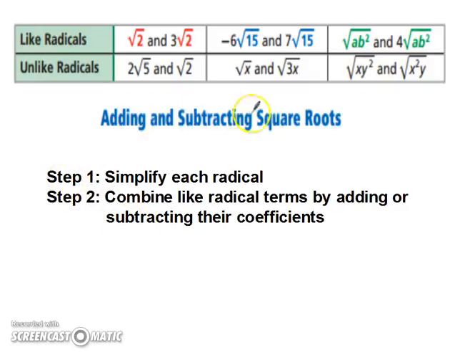They're different, so they're unlike radicals. So when adding and subtracting square roots, simplify each radical. Step 1. So we got to simplify each radical first. Step 2. Combine like radical terms by adding or subtracting their coefficients. So just like when you were combining like terms back in Algebra 1, when you're combining like radical terms, you need to make sure that you have like radicals before you can do so.